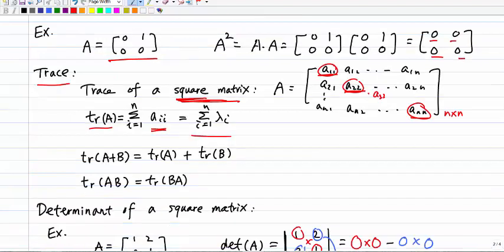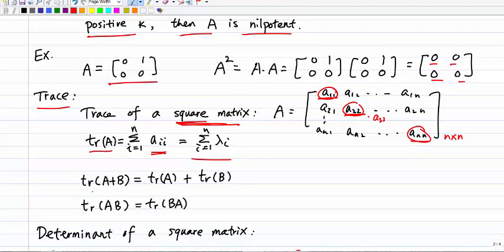Some properties of the trace: first, trace of A plus B equals trace A plus trace B. This is straightforward because adding another square matrix, the sum of diagonal entries will be the same. The trace of A times B equals the trace of B times A. It doesn't matter, you can swap it.